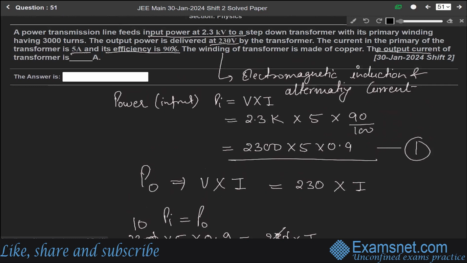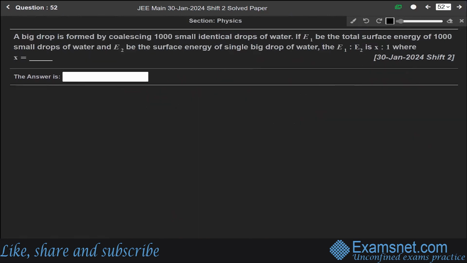Now next question. A big drop is formed by collapsing 1,000 small identical drops of water. If E1 be the total surface energy of 1,000 small drops of water and E2 be the surface energy of the single drop of water, then we have to find the ratio of E1 to E2. This question is from the chapter of properties of solids and liquids.